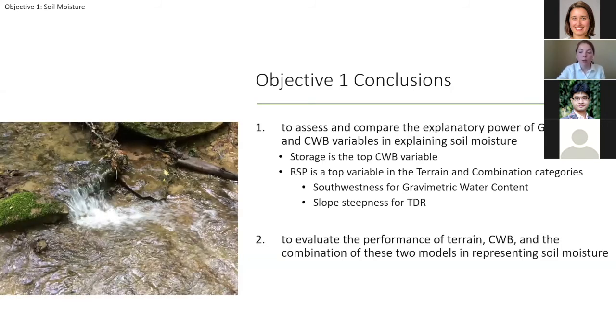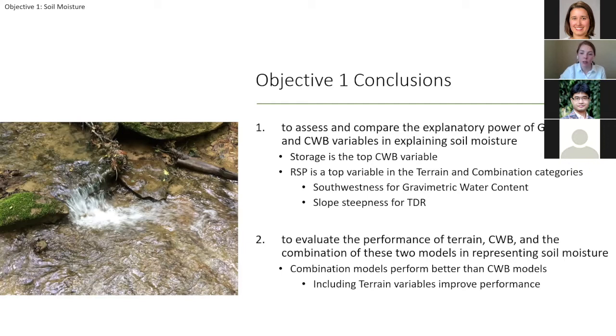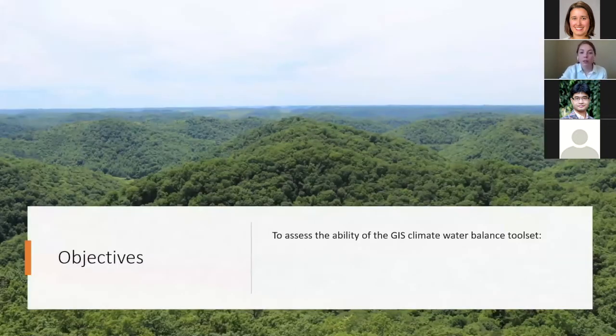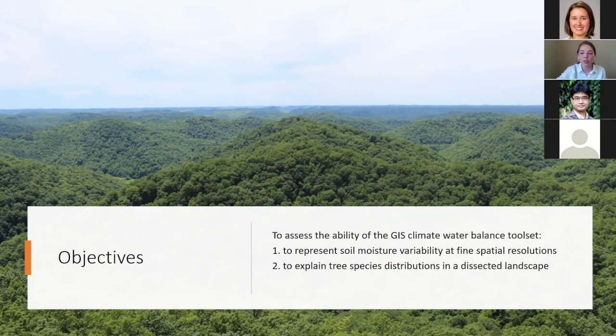When evaluating model performance, we found that the combination models perform better than climate water balance models, which tells us that including terrain variables does improve model performance. And lastly, we note that the terrain and combination models weren't significantly different, even though the R² was different. The non-nested likelihood ratio test showed us that that wasn't a significant difference. So we just addressed the first objective, looking at soil moisture variability. Now I'll move on to the second objective of looking at tree species distributions.